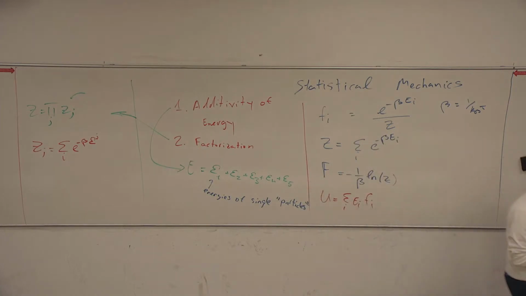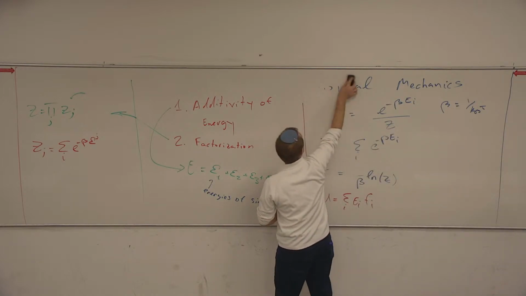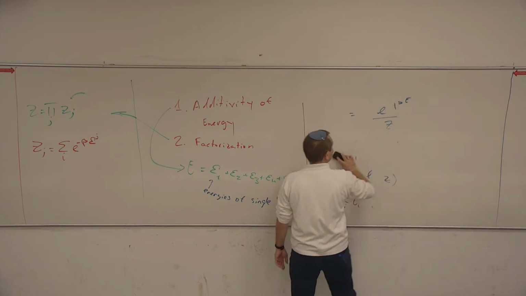That's it. Now, we've already seen one example, the two-state system. And what we are going to do today, we're going to see two additional examples. The first example is the polymer model.